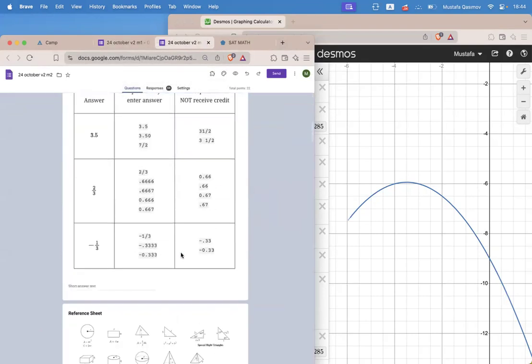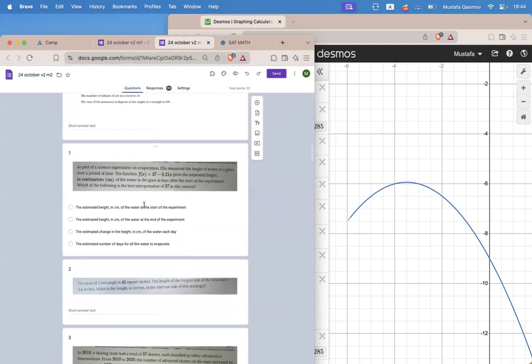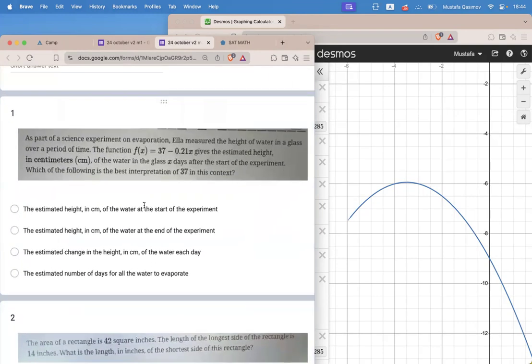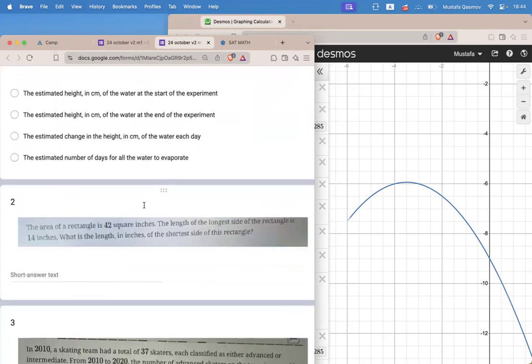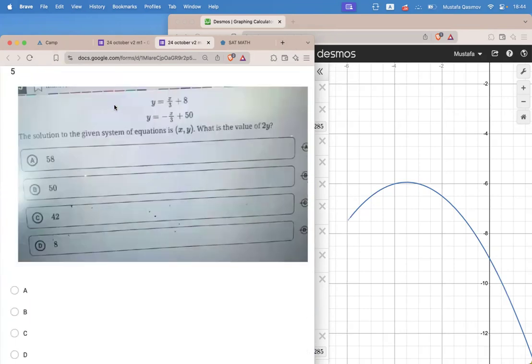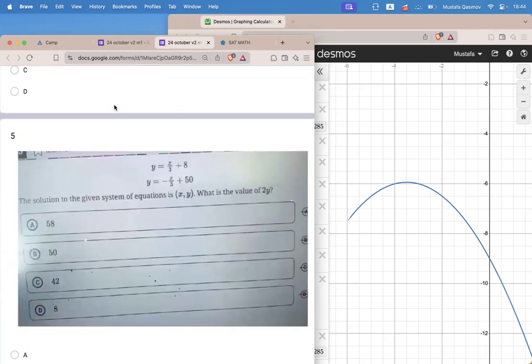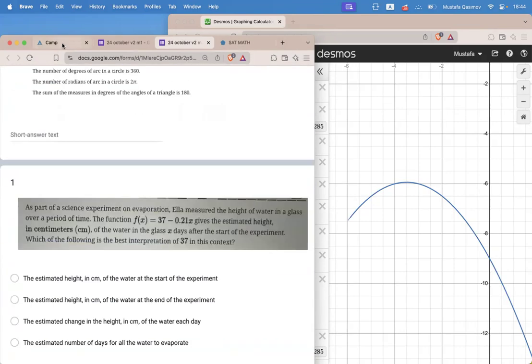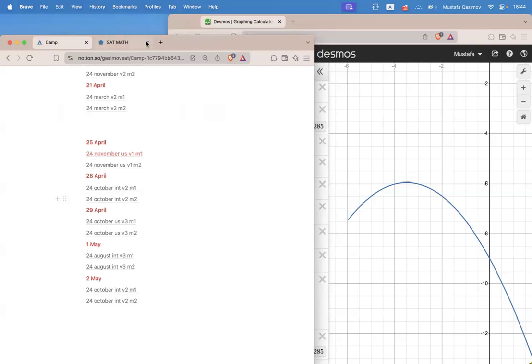Okay, I am not looking at the remaining questions because all of them are easier. As you can see, the system of equations and so on. Okay, now let's look at today's test.